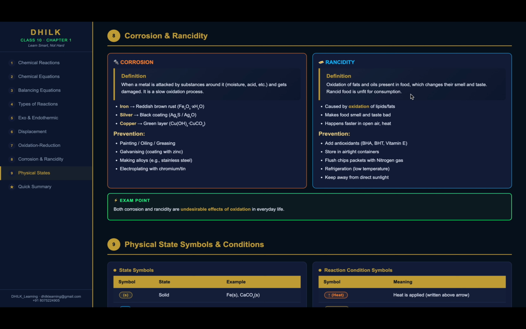When fats and oil in food are exposed to oxygen over time, their smell and taste change, making the food unfit and unpleasant to eat. There will be a foul smell. You must have noticed that old chips or biscuits or butter smell bad after some time, right? That is rancidity. It happens faster in open air, heat, and in the presence of moisture and light. Because of that, it will smell or taste bad.